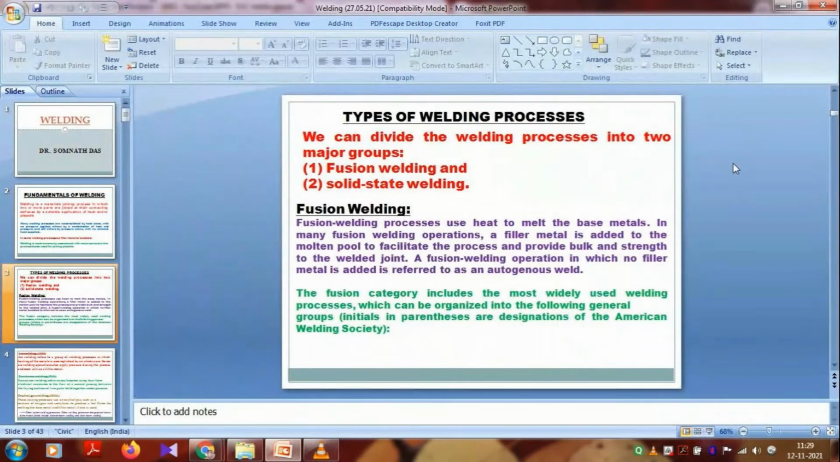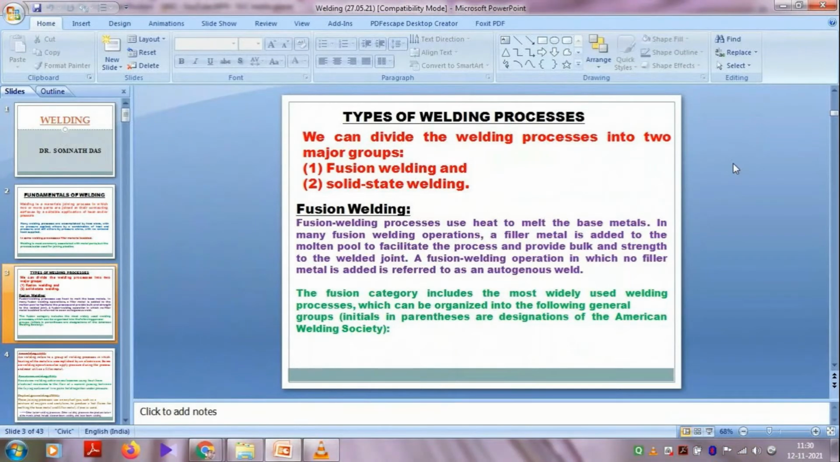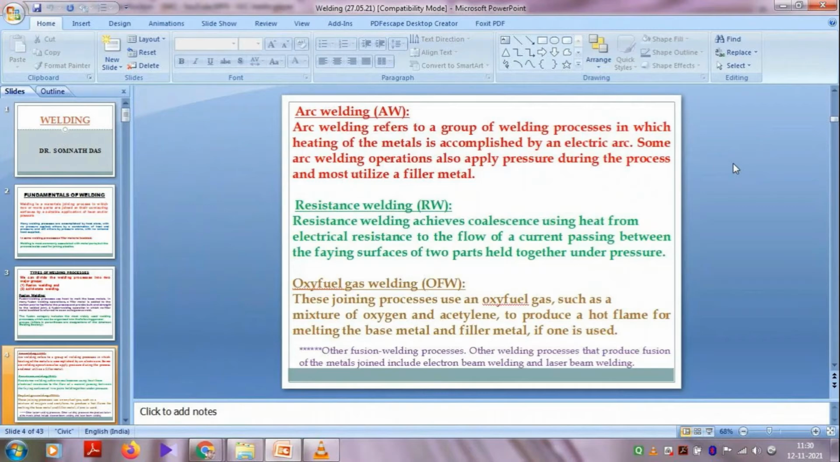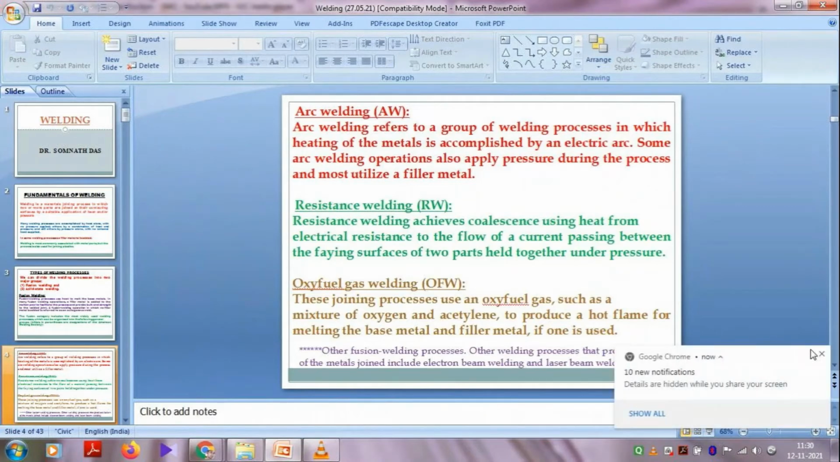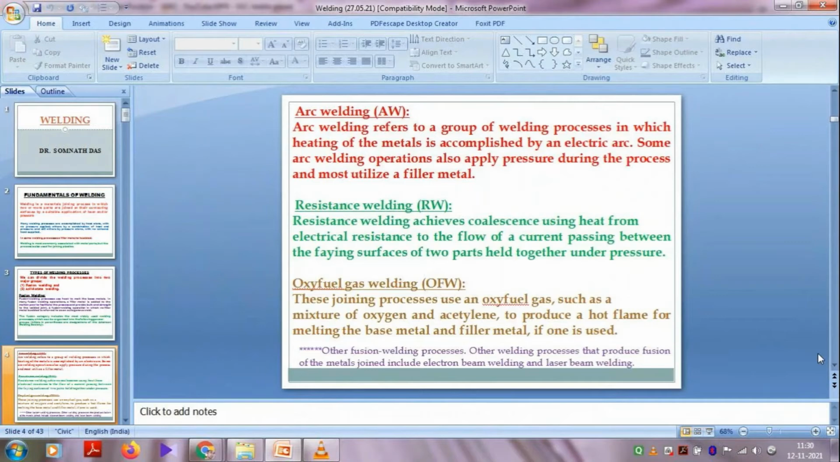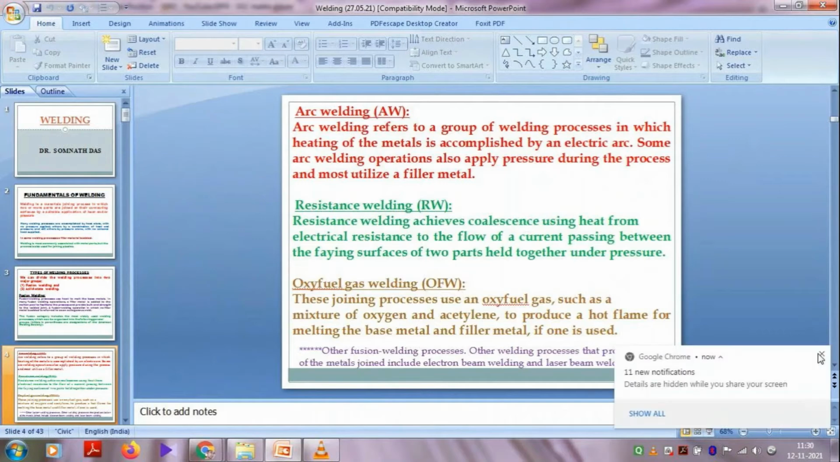So from this video, what you have seen, how actually the arc welding process or fusion welding process is done. Some filler metal is added, some heat will be added. Pressure may be required or may not be required. Arc welding, resistance welding, oxy-fuel gas welding, these are the basic types of fusion welding process. I will discuss one by one. Today maybe I will discuss only arc welding.